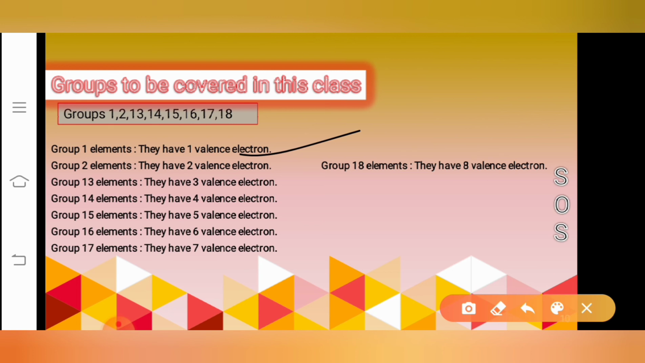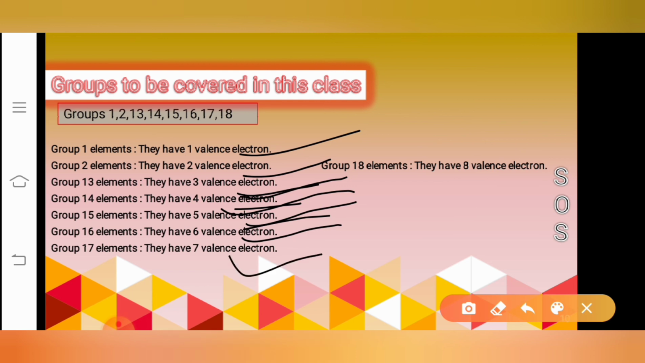And group 2 elements have two valence electrons. Group 3 elements have three valence electrons. Group 13, 3 valence electrons. Group 14, 4 valence electrons. Group 15, 5 valence electrons. Group 16, 6 valence electrons. And group 17, 7 valence electrons. So this is how the valence electrons are decided. So we are going to study the properties of these elements in this class.